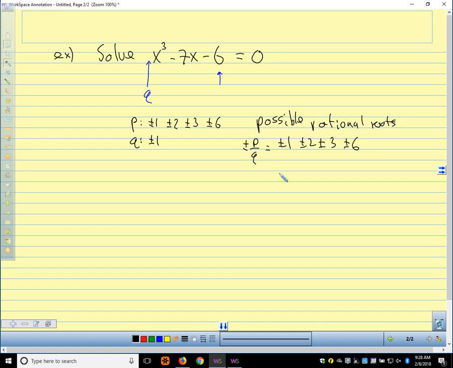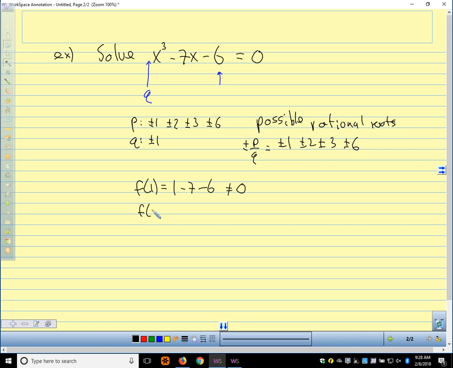All right, so let's keep going here. Plus or minus 1 is very easy to test in your function. It's nice to see if that's a 0 of your function. So let's test plus or minus 1. f of 1, it's just 1 minus 7 minus 6. Is that 0? 1 minus 7 minus 6? No. I'm just going to say not equal to 0. All we care about is whether or not it's 0.